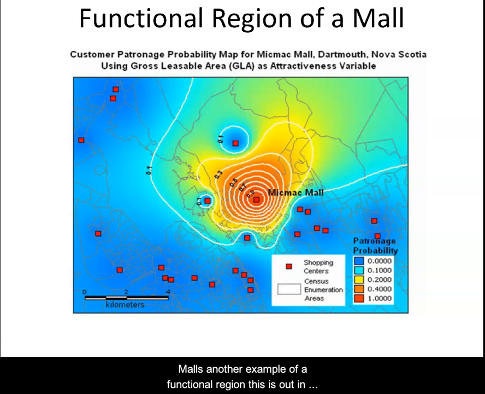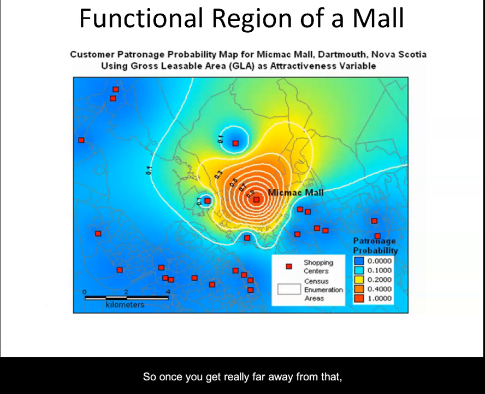Malls are another example of a functional region. This is out in Nova Scotia, Canada. The Micmac Mall is a fairly popular shopping center, and so the highest number of people that shop at the Micmac Mall are closest to it, in the red. The further you get away from Micmac Mall, the fewer people are going to go there, because, as you can see, there are other shopping centers in that area that people can go to and get similar, comparable, or even the same products that might be found at the Micmac Mall.